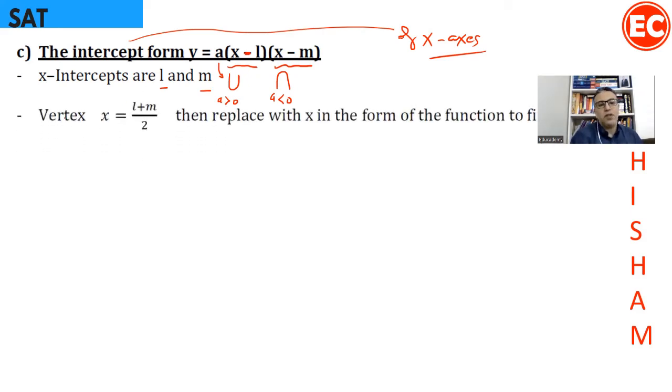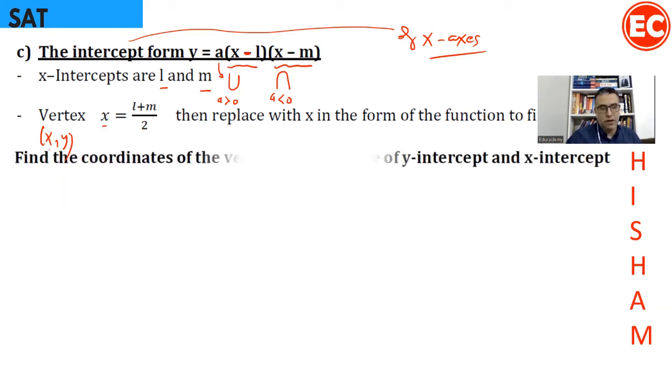How to find the vertex in this case? Any vertex consists of x and y. To find the value of x, it's the midpoint between l and m. And to find y, I'm going to replace the value of x into the function.